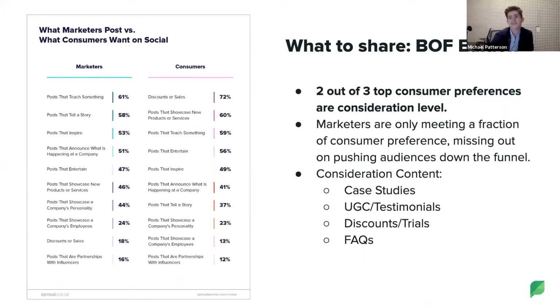So 2 out of 3, what we're looking at here is what marketers post on social channels versus what consumers actually want. Marketers are posting things that teach, things that tell a story and inspire. But inversely, consumers also want discount posts that showcase new products or services. So when you look at that in totality, 2 of the 3 top consumer preferences are actually at that consideration level. So once you grow that following with inspirational, educational posts, you can start to turn those followers into your leads with that consideration content.